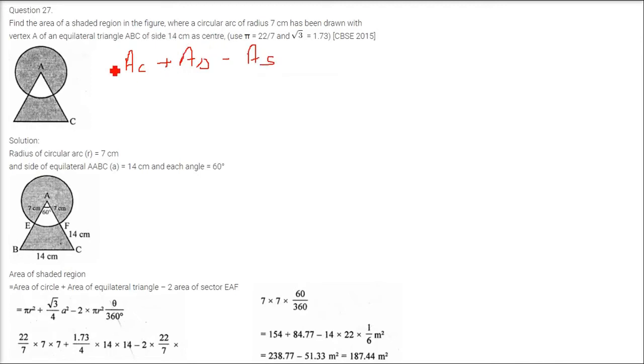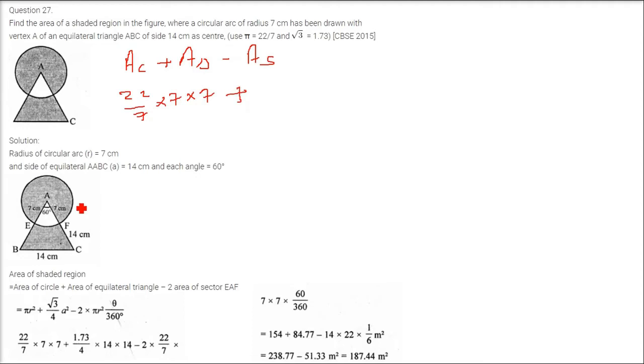This we have to do. So the dimensions are given here because 14 is the side of the equilateral triangle, and the 7 is the radius of the circle. So area of the circle will be what? Pi r square. So it is simply pi r square, where r is 7.